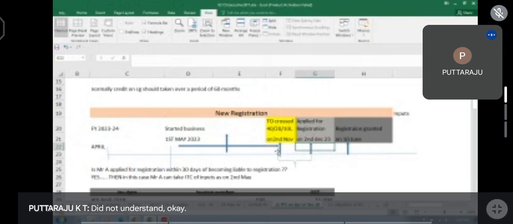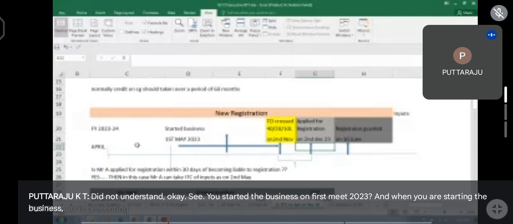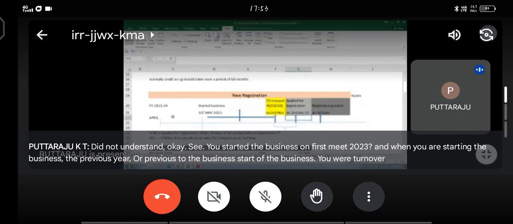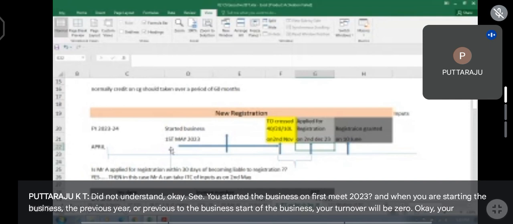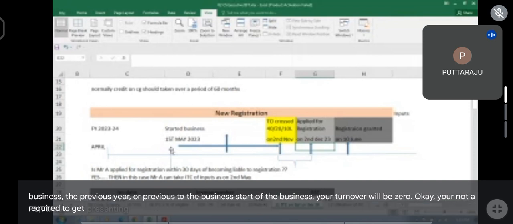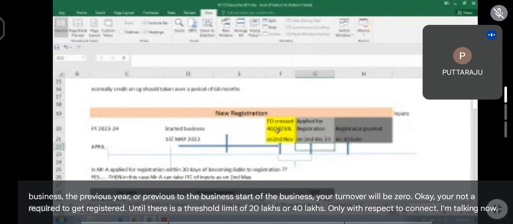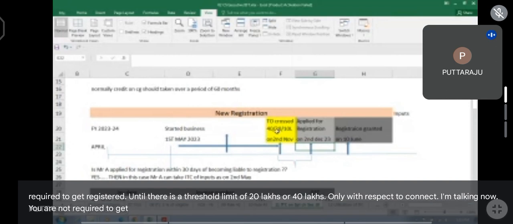Okay. See, you started the business on 1st May 2023. And when you are starting the business, the previous year's turnover will be zero. You are not required to get registered until there is a threshold limit of 20 lakhs or 40 lakhs. Only with respect to Karnataka I am talking now. You are not required to get registered.